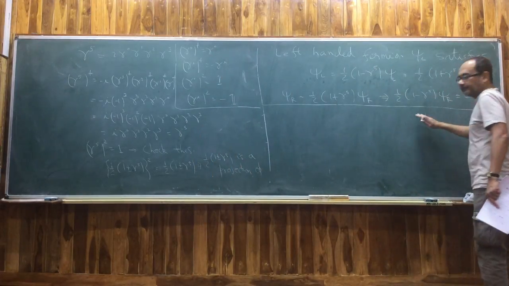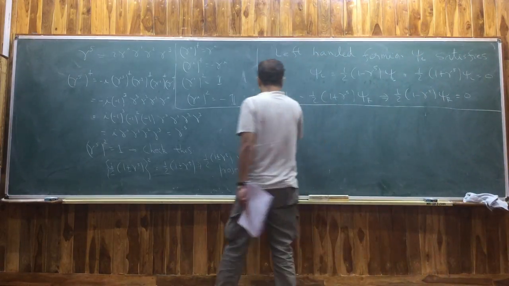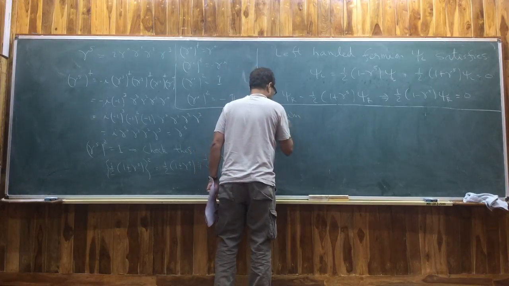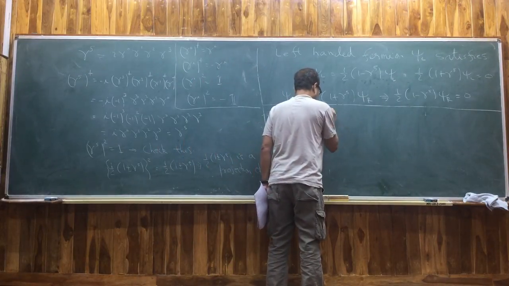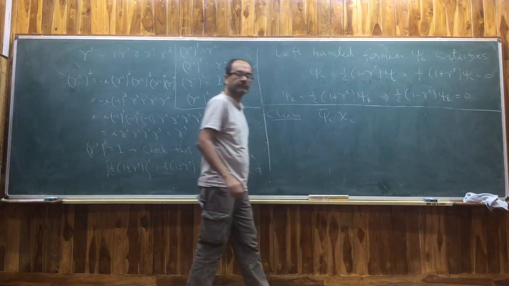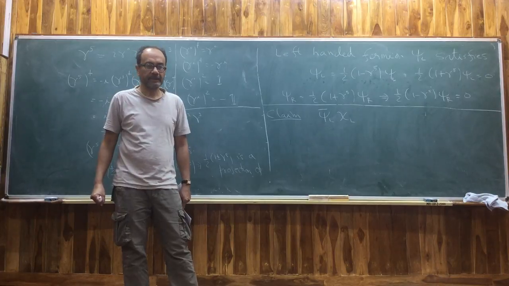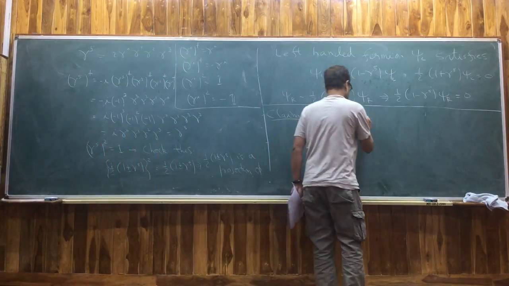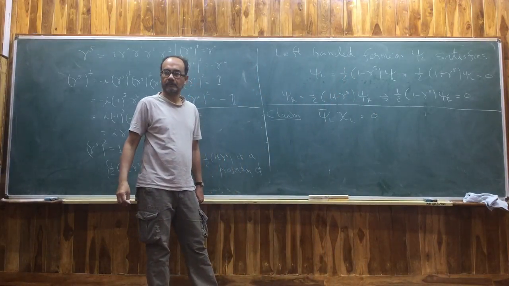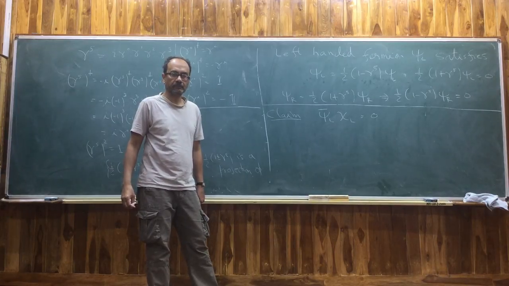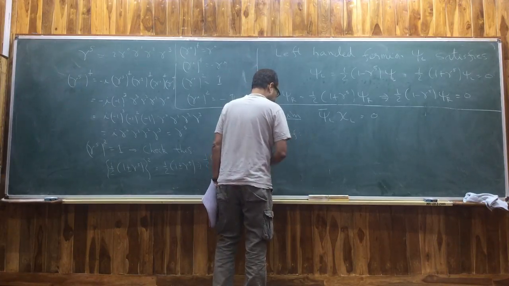So now we want to discuss some specific results involving these chiral fermions. So the first claim is that if we take psi L bar chi L, where psi L and chi L are two left chiral fermions, this is zero. Okay, so let's see how to prove this. The proof is in fact not very hard.